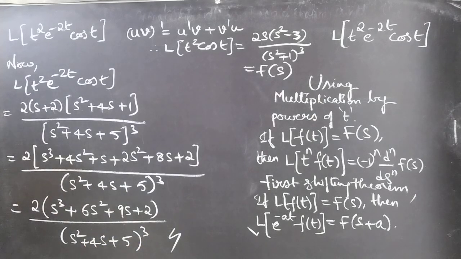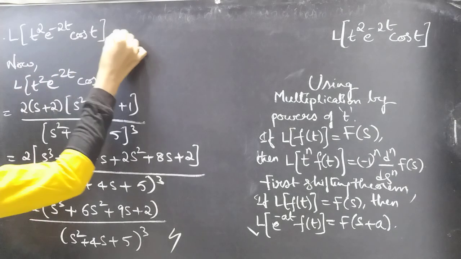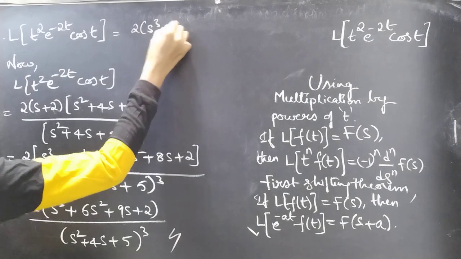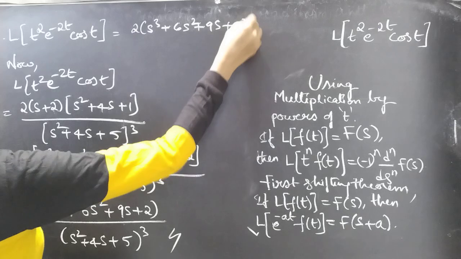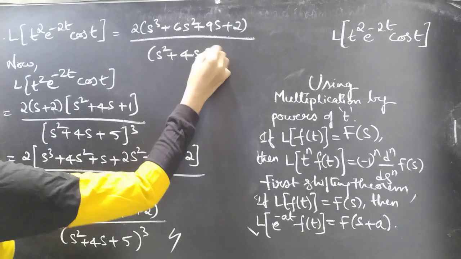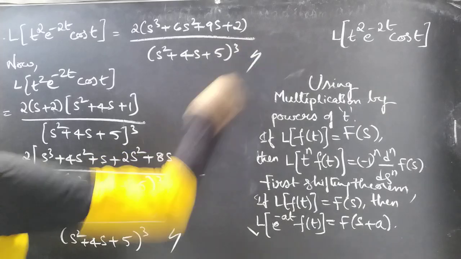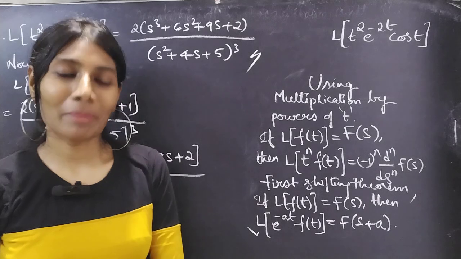This completes the problem. Therefore, L of t square e power minus 2t cos t equal to 2 times s cube plus 6s square plus 9s plus 2 by s square plus 4s plus 5 whole cube. This completes the problem. So we have seen a problem from Laplace transform in this video.